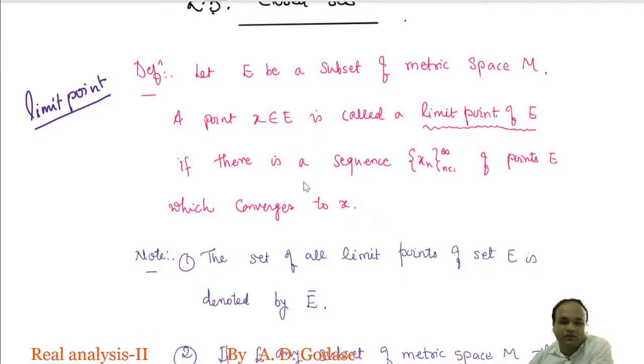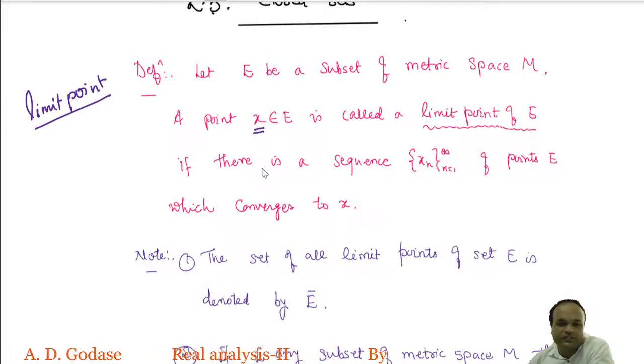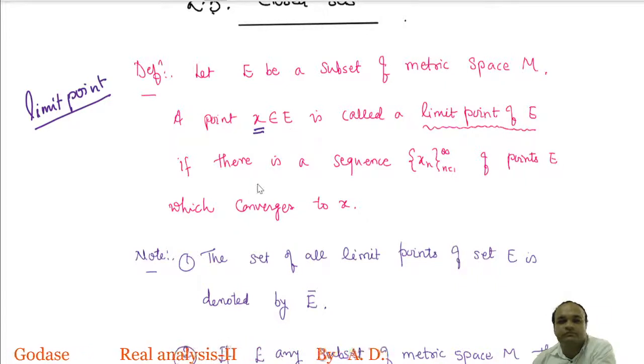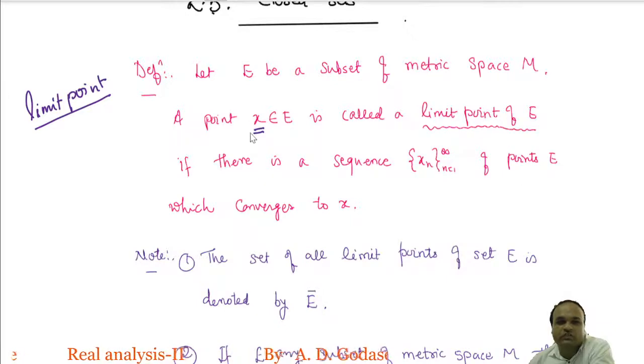So x is a limit point of set E if there is a sequence x_n of points of E that converges to x, meaning x should be the limit of at least one sequence of points in E. Obviously in that case x is a limit point of E. At least one sequence of points of E should converge to this x.